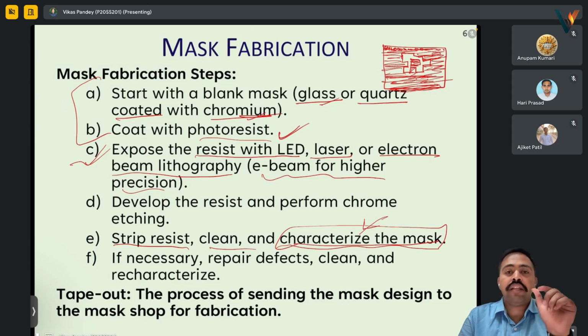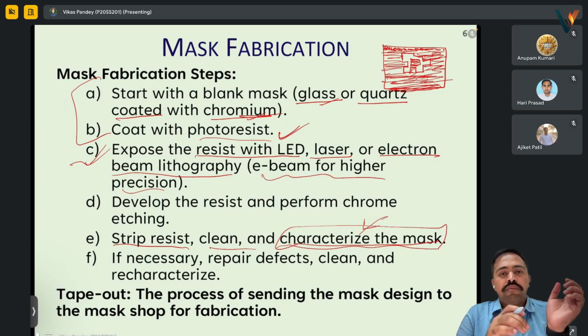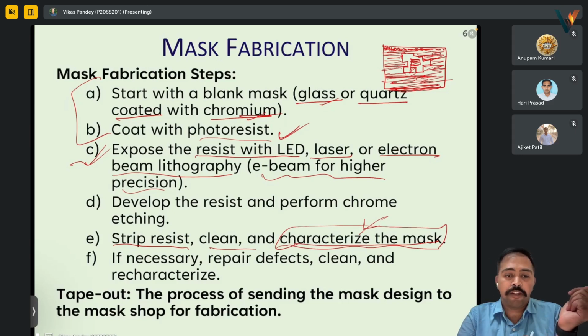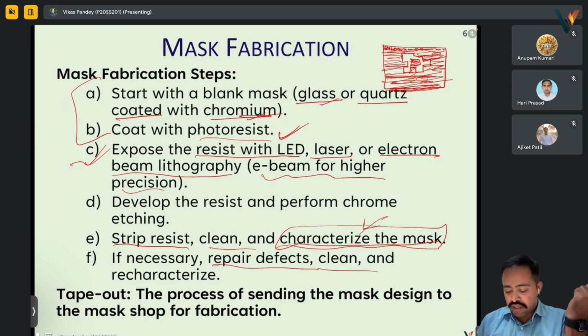Are they varying? Is the variation within tolerance, like 1%, 2%, plus minus, then it's fine. But if it is 10, 20%, then we have to make it again. Okay, and if necessary, then we will go for repairing the defect, clean, and recharacterize.